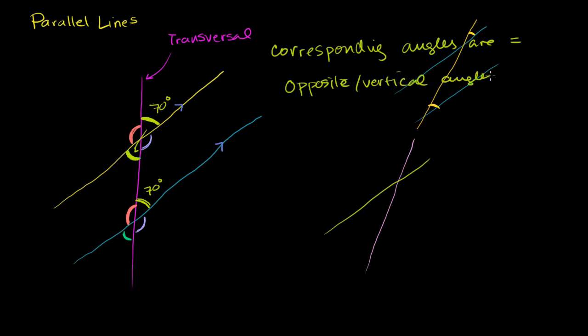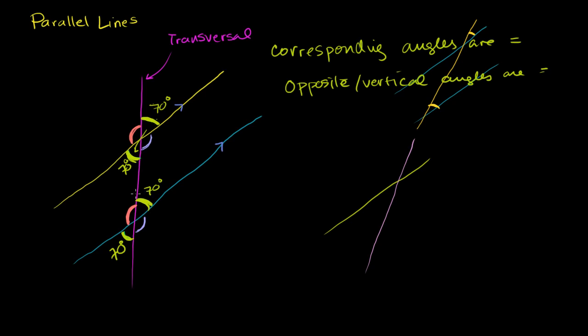angles are also equal. So if that's 70 degrees, then this is also 70 degrees. And if this is 70 degrees, then this right here is also 70 degrees. So it's interesting. If that's 70 degrees and that's 70 degrees, and if this is 70 degrees and that is also 70 degrees, so no matter what this is, this will also be the same thing, because this is the same as that is the same as that.